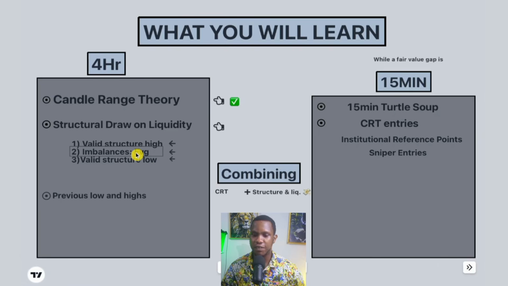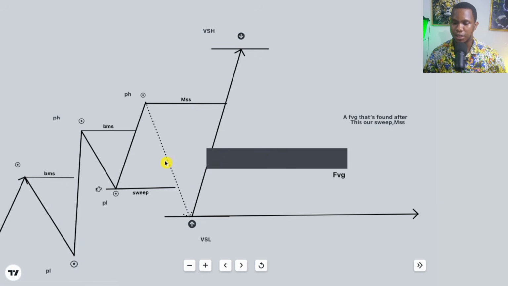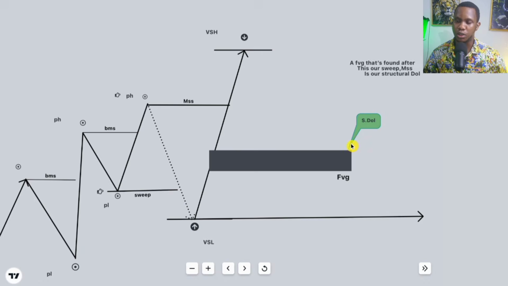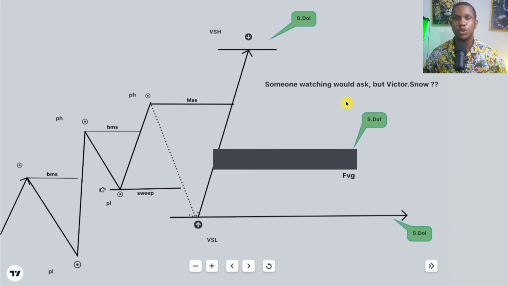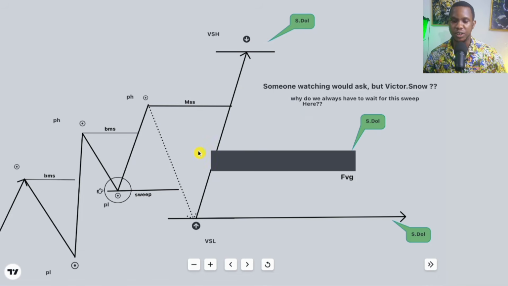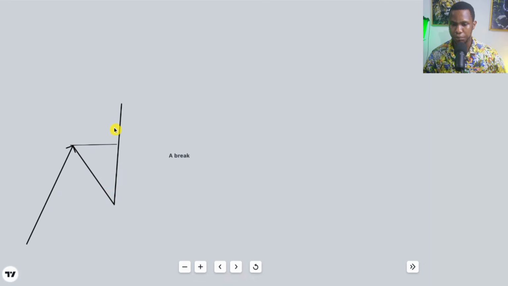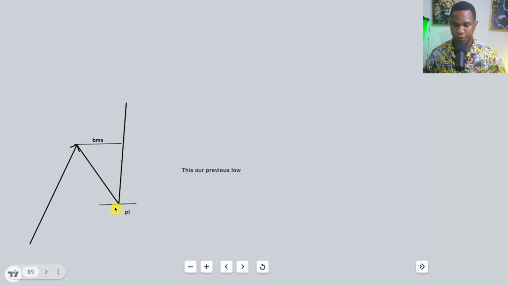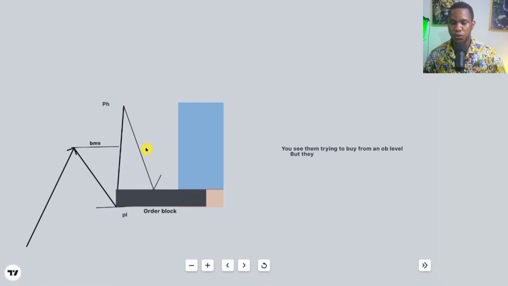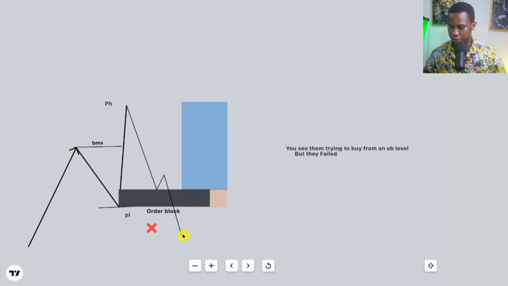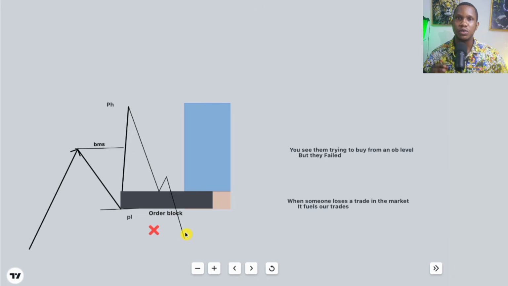And the fair value gap found after the sweep and market structure shift is called our structural draw on liquidity. Someone watching will ask, but Victor Snow, why do we always have to wait for this sweep, guys? Look, this is a break of market structure, this is a previous low, previous high. You see retailers trying to buy from this order block level. These guys actually failed. The market is structured in a way that when someone loses a trade, it fuels our trades. It's just like when you pour fuel inside your car, it helps your car to move.